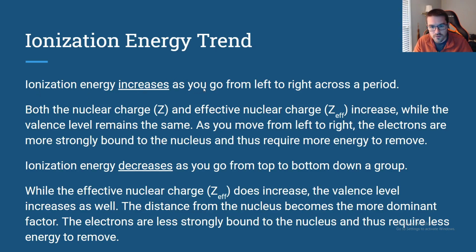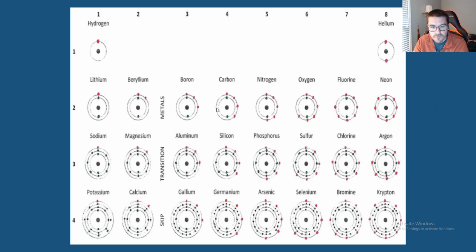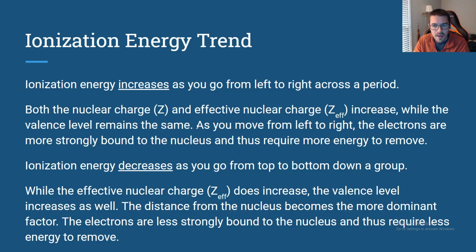Ionization energy increases as you go from left to right across a period. Both the nuclear charge and the effective nuclear charge increase. So the number of protons and the effective nuclear charge both increase as you go from left to right, while the valence level remains the same. We're not getting any further away from the nucleus. So this electron is roughly the same distance from the nucleus as this electron is. As you move from left to right, the electrons are more strongly bound due to this larger effective nuclear charge. They're more strongly bound to the nucleus and thus require more energy to remove. Okay? So that's the period trend.